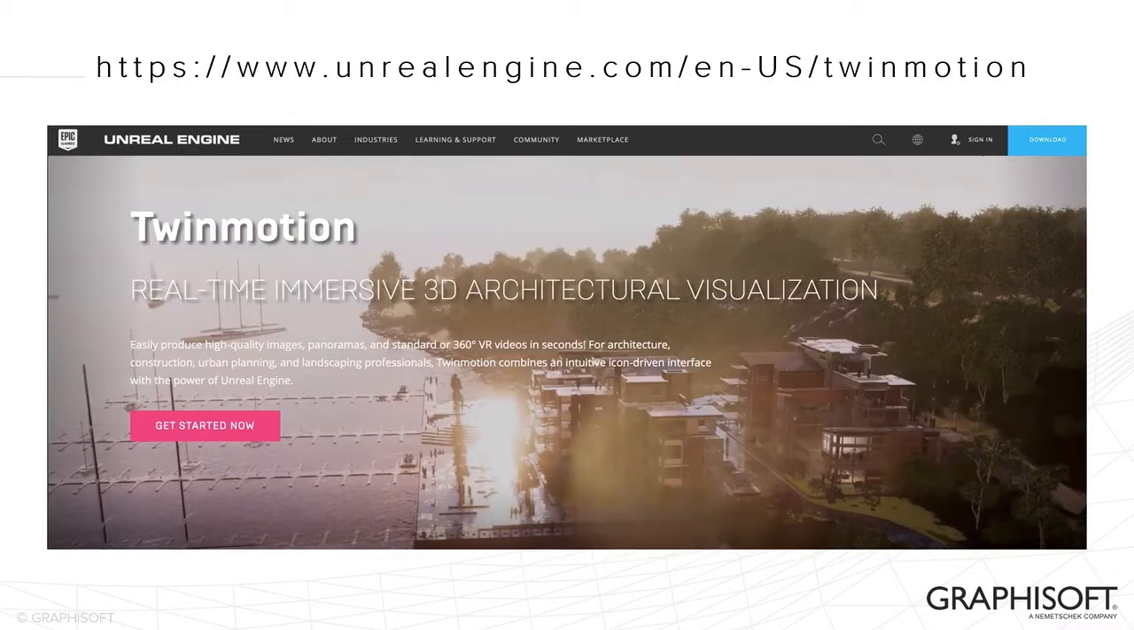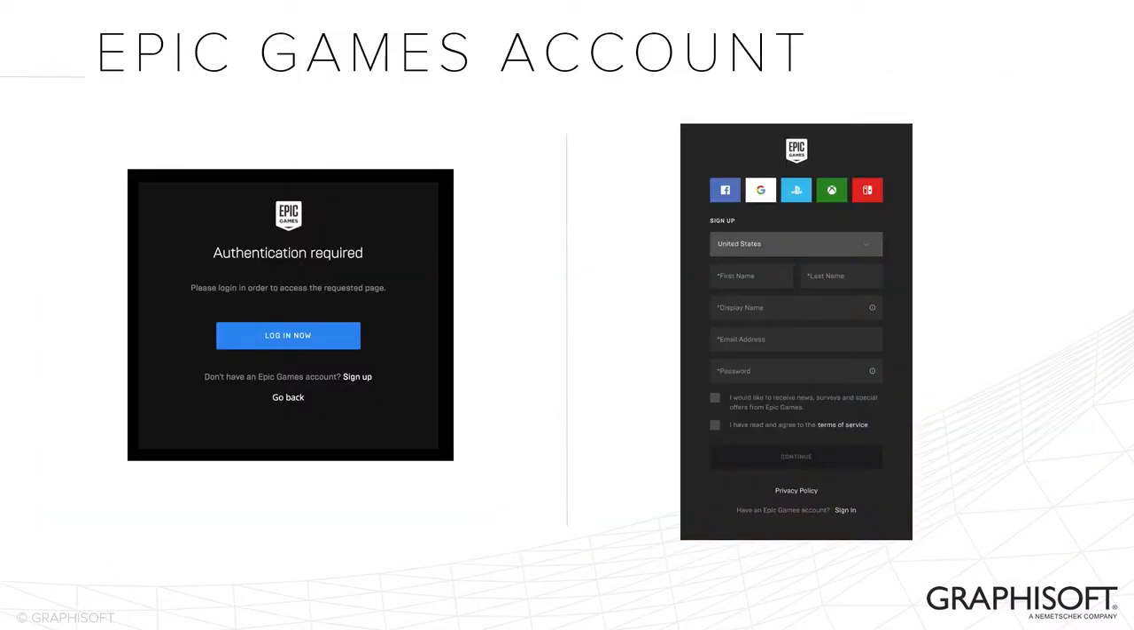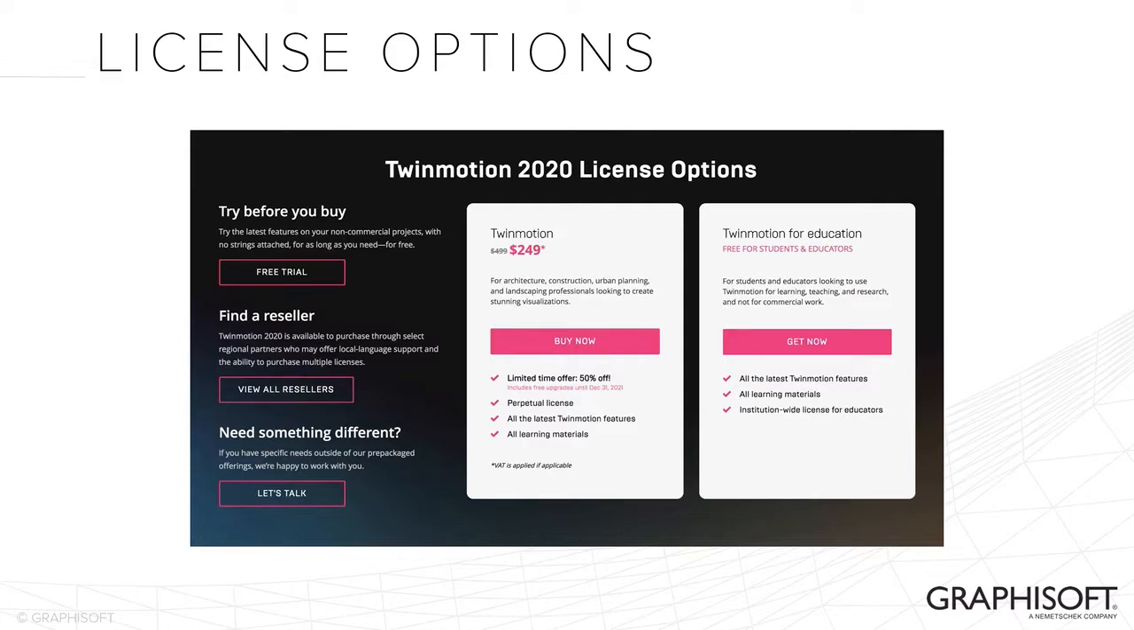In order to get started, you're going to need to have an Epic Games account. So you're going to have to log in to the Epic Games account. And if you don't have one, you're going to need to create an account and follow the instructions, then you'll be able to get your Twinmotion license. You can click the button Get Now.